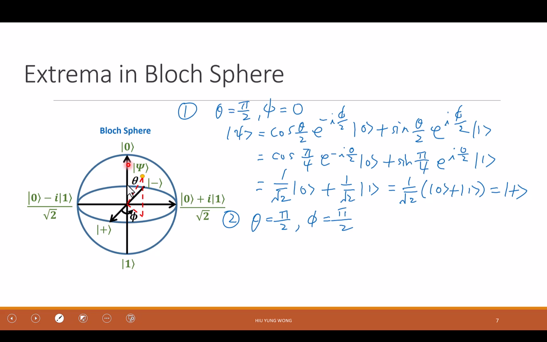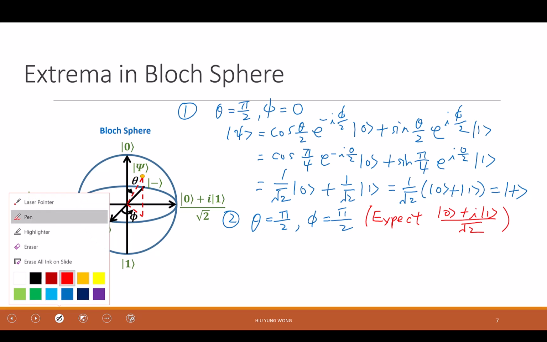So think about, first of all, your theta is pi divided by 2 from the vertical axis, so it must be on the equatorial plane, 90 degrees, right? And then it is 90 degrees from the plus x axis. Where? You mean this one? Yeah. So we expect it to be this one, okay? Which is an eigenvector of sigma y, (|0> + i|1>) divided by square root 2.